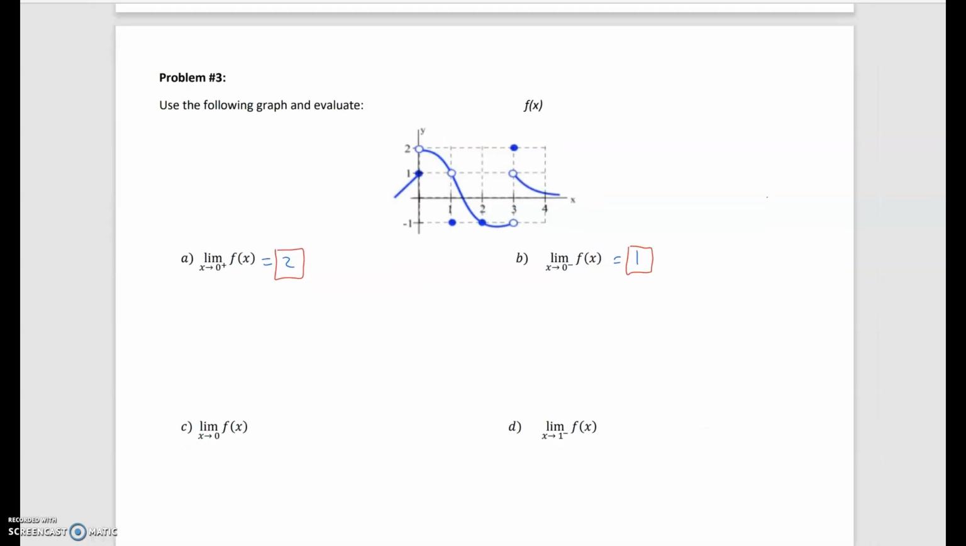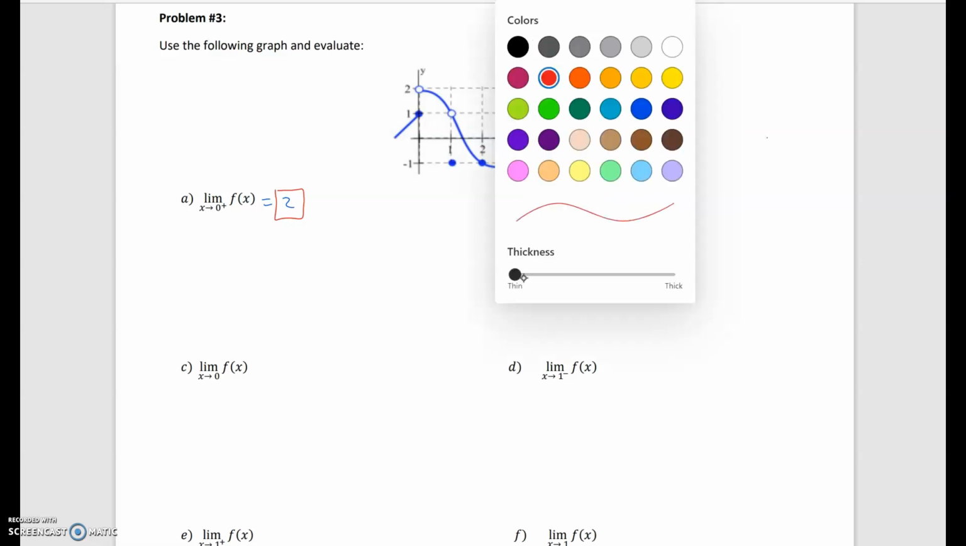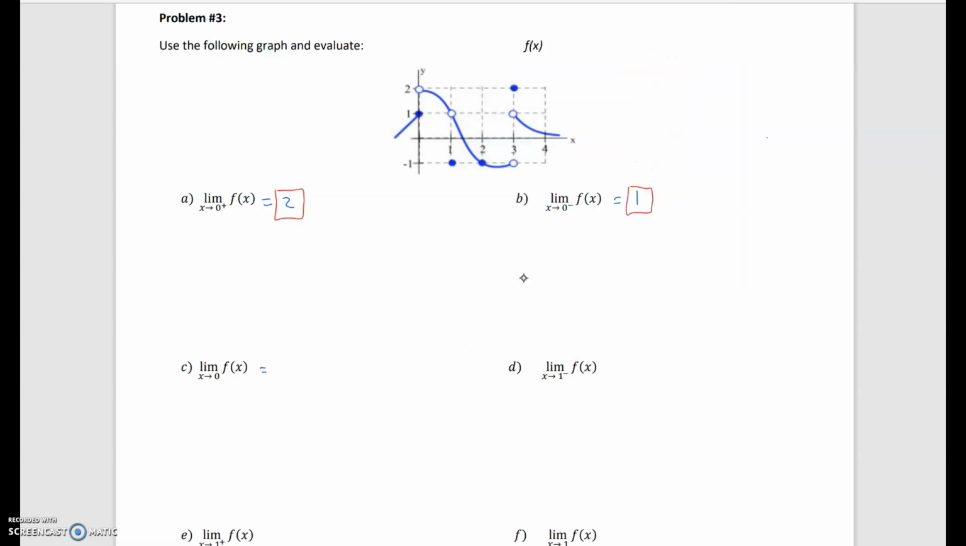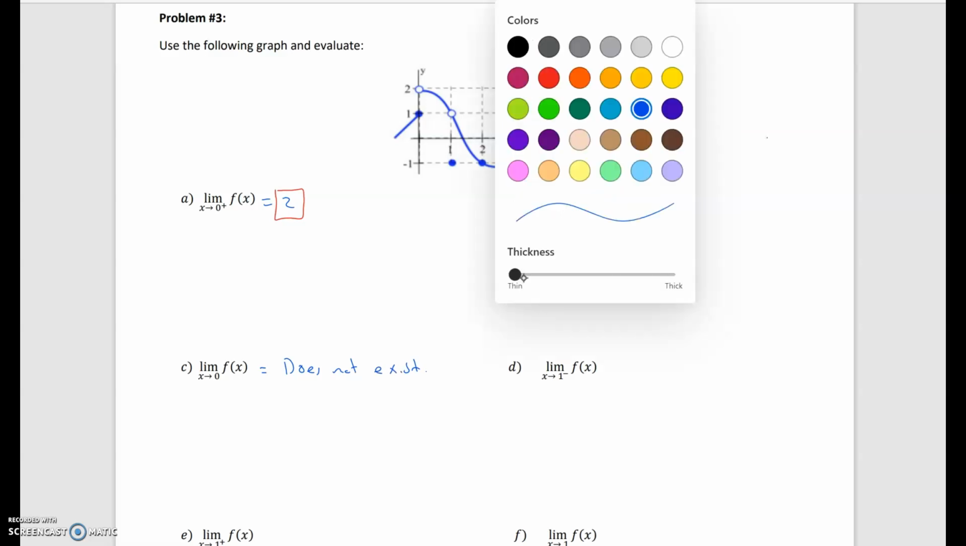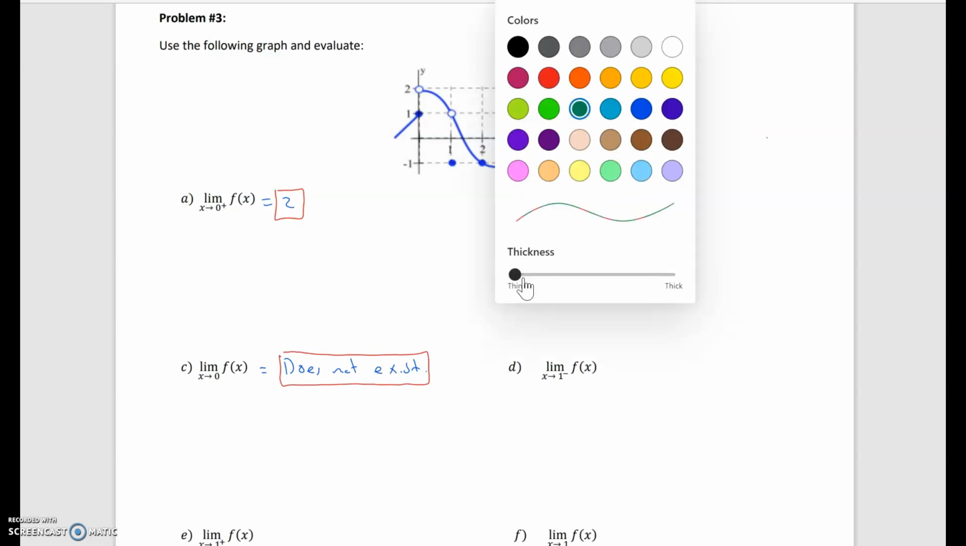Now this causes a minor problem because in order for the limit to actually be defined or exist, you have to have both ends approach the same value. So in this case you would say that the limit does not exist. That's technically our answer.